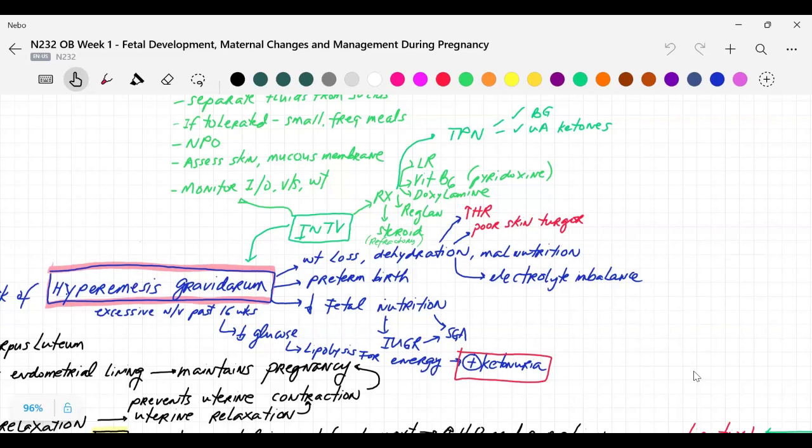If you're giving TPN and there are still ketones in the urine, what does that mean? So what needs to be done? They need to adjust the TPN dose, right? The glucose in the TPN, because it's not enough. Does that make sense? Okay.